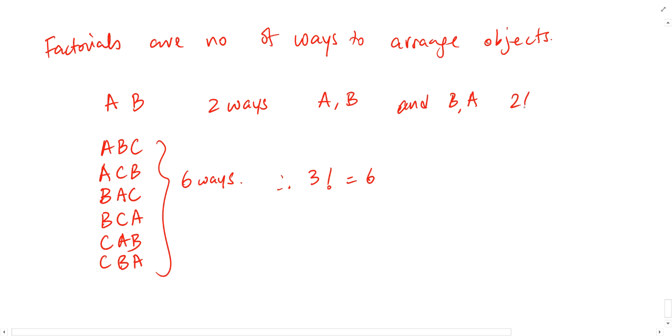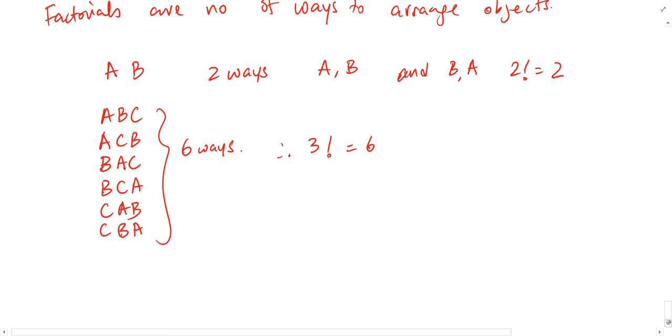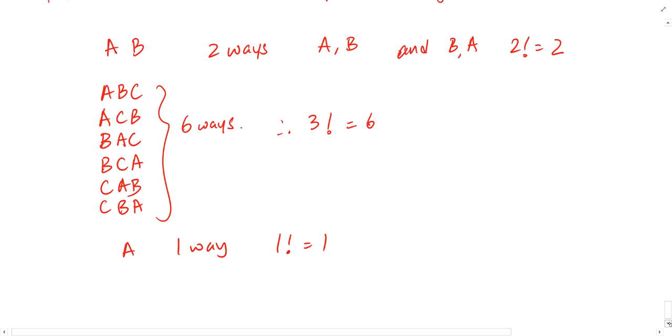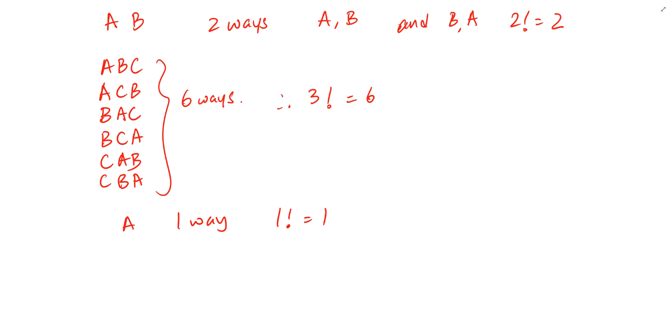Over here we've got 2 factorial equals 2. So we can continue doing this. What about if I only have A? I only have 1 object. How many ways? 1 way. So 1 factorial is 1. What if I have nothing? How many ways of arranging nothing are there? There is 1 way. That is, you don't do anything. So that is a few explanations why 0 factorial equals 1.